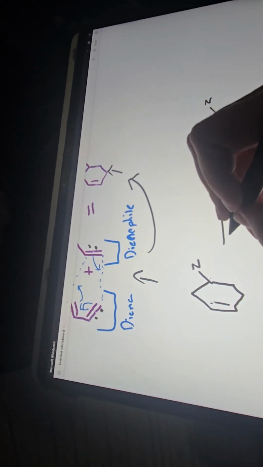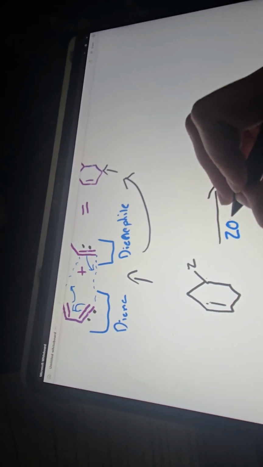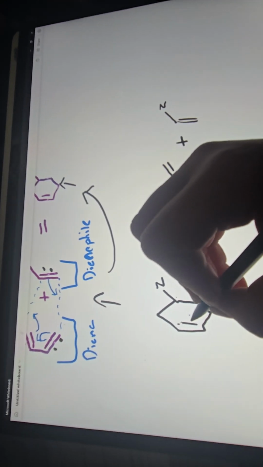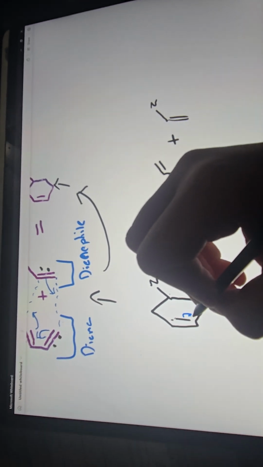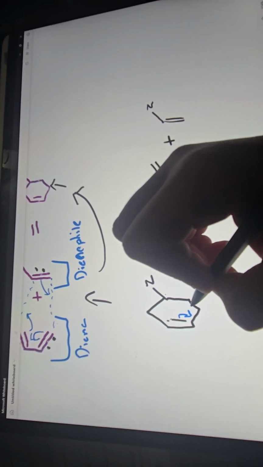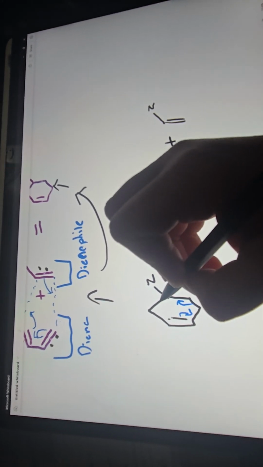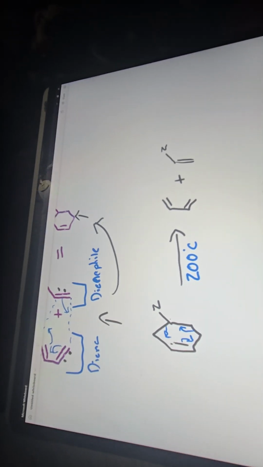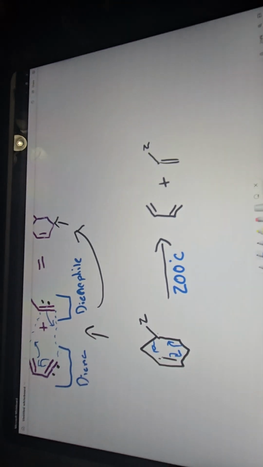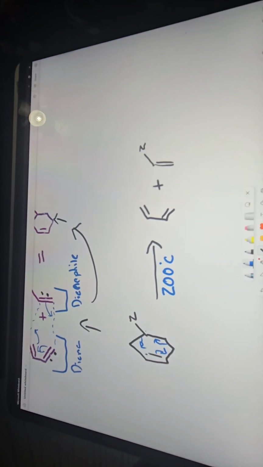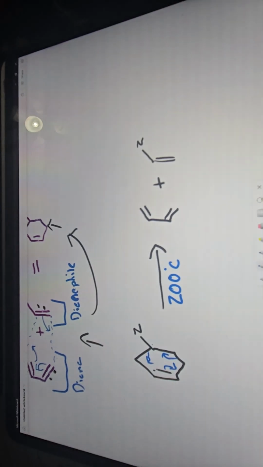And the way that this works is, again, at temperatures over 200 degrees Celsius, the electrons shift around in the opposite direction, hence the retro, it's the reverse. And that's how you can undo a reaction like that. Just heat it up a bunch.